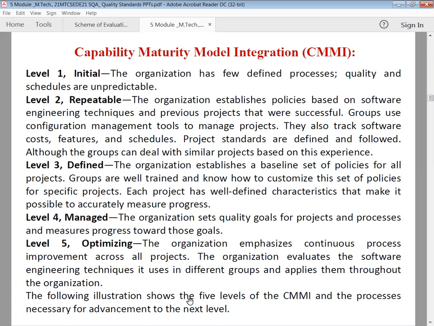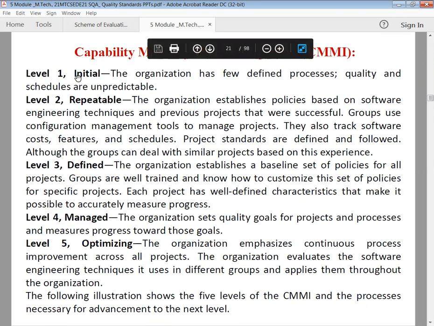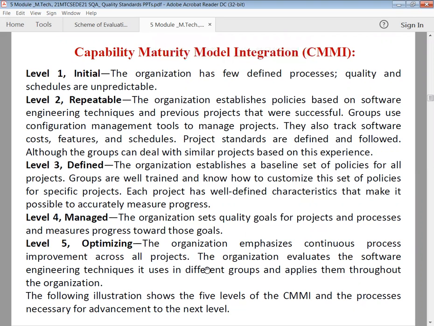The following illustration shows the 5 levels of CMMI and the processes necessary for advancement to the next level. So initially, when you are starting in a company, you may be in level 1, then you have to proceed to level 2, level 3, level 4. So if you want maximum grading in the CMMI technique, you should be in level 5. And if you follow the software engineering techniques and best practices in each and every aspect of your project development life cycle, then it will automatically increase your profit. It will reduce your cost. It will give maximum benefit to the employees.